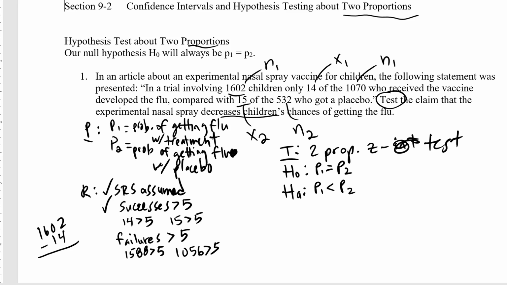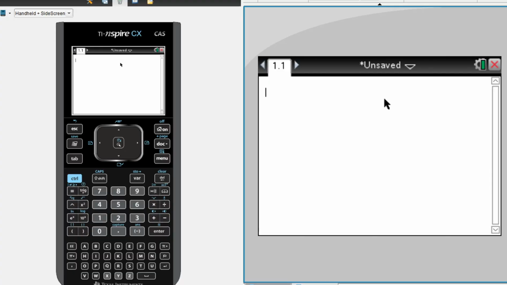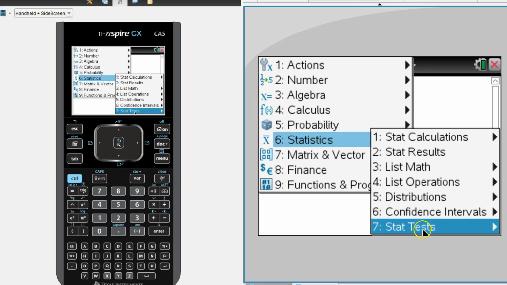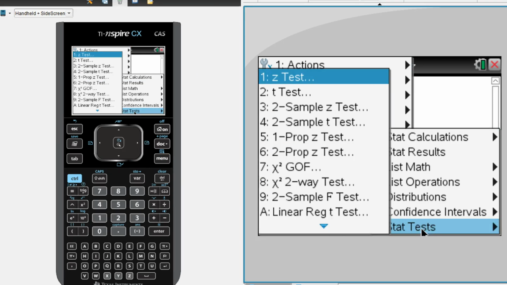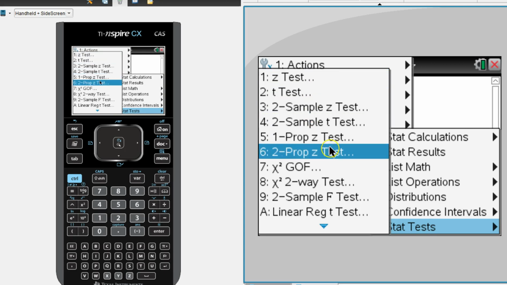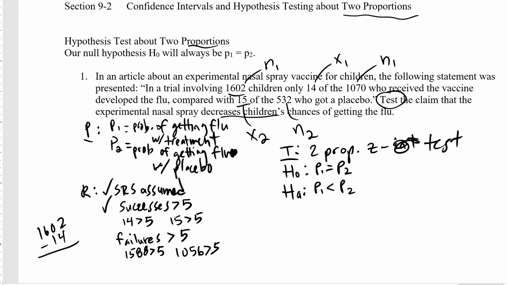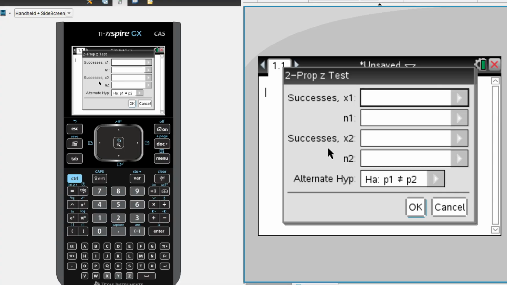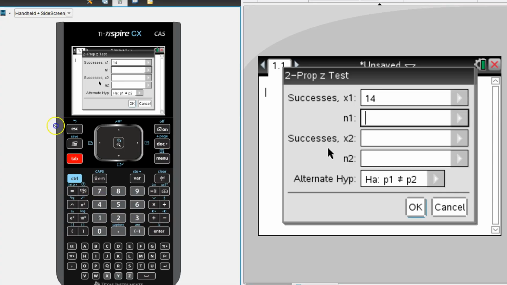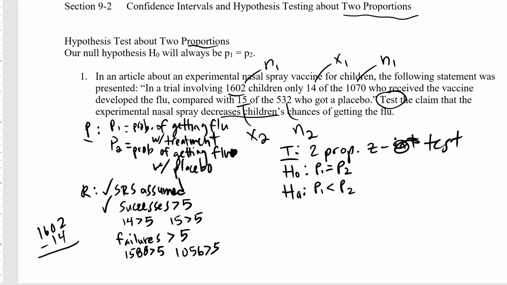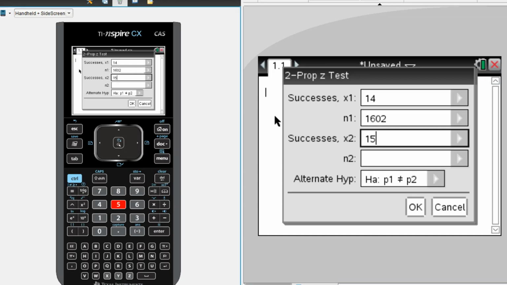At this point, we're going to do some heavy lifting, but it's going to be on our calculator. So in the calculator, menu, statistics, tests. This is not new. But instead of doing a 1 proportion, we are going to do a 2 proportion Z test. How many successes do we have? What was it? 14, 1602? How many successes in the second group? 15 out of 532.